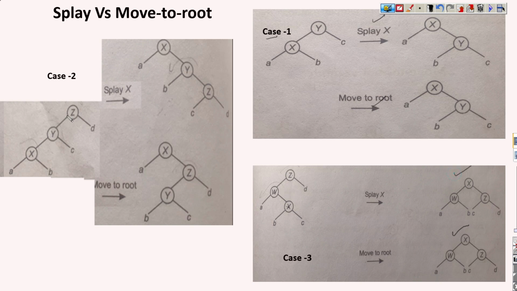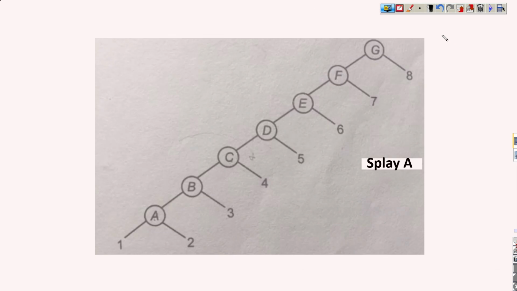But when we have case 2, that is the zig-zag case, if you splay this node X, then you will get this structure. But if you are doing it step by step, moving one step at a time towards the root, so you move X here first and then you move X here, then you will get this structure. So case 1 and case 3 will give you the same structure, but in case 2, the structure is different.